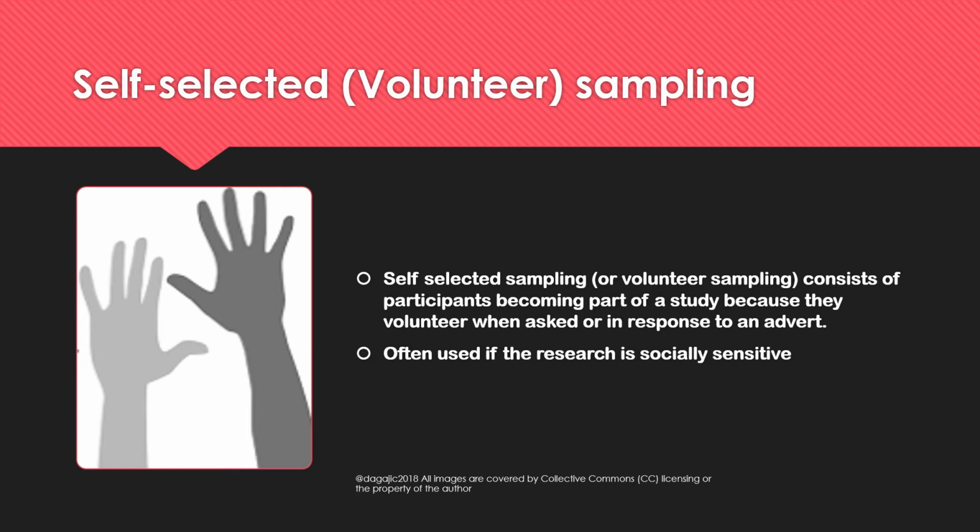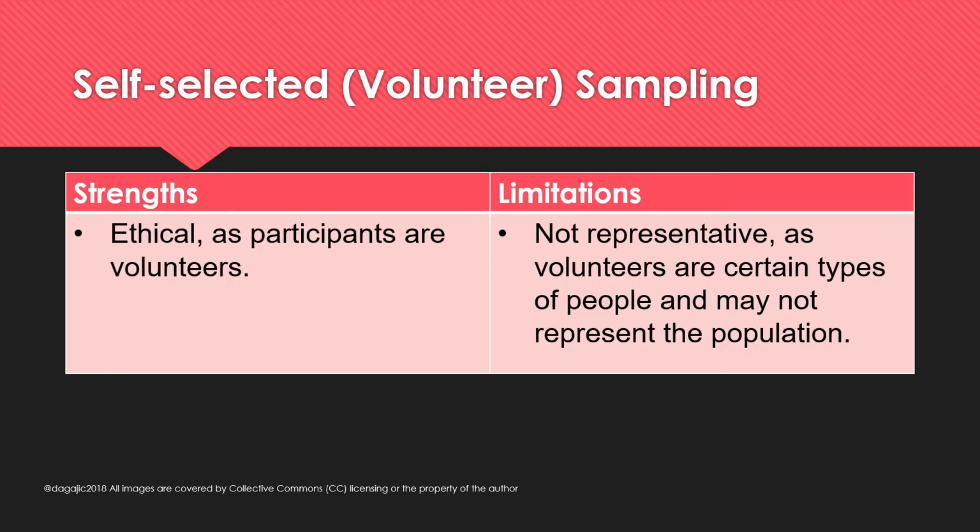So people volunteer. Now the strengths of that are that it's very, very ethical, as the participants are volunteers, they've given consent. The limitations though, it's not representative because volunteers are usually certain types of people, usually extroverts, and they might not fully represent the population. A further limitation, of course, is if, like in Milgram and Zimbardo's study, participants are being paid for taking part, then that again skews it to people who needed to earn a little bit of extra money.